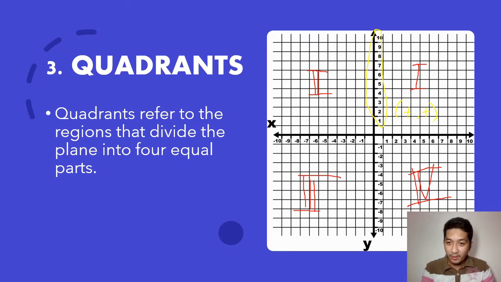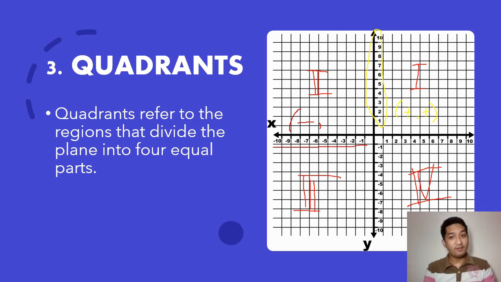Next, let's go with quadrant 2. So take a look at the x-axis. What numbers do you see in the number line? Obviously you are seeing negative numbers. So the x values are negative.